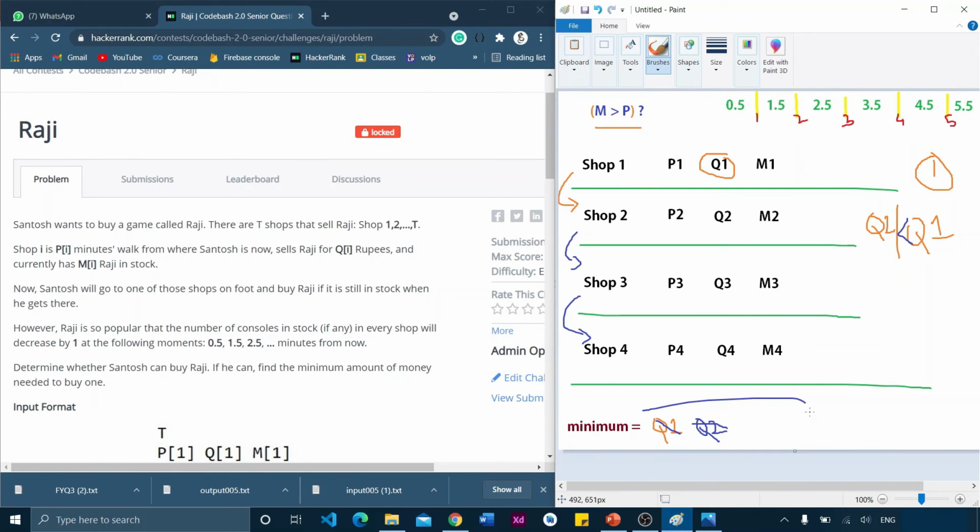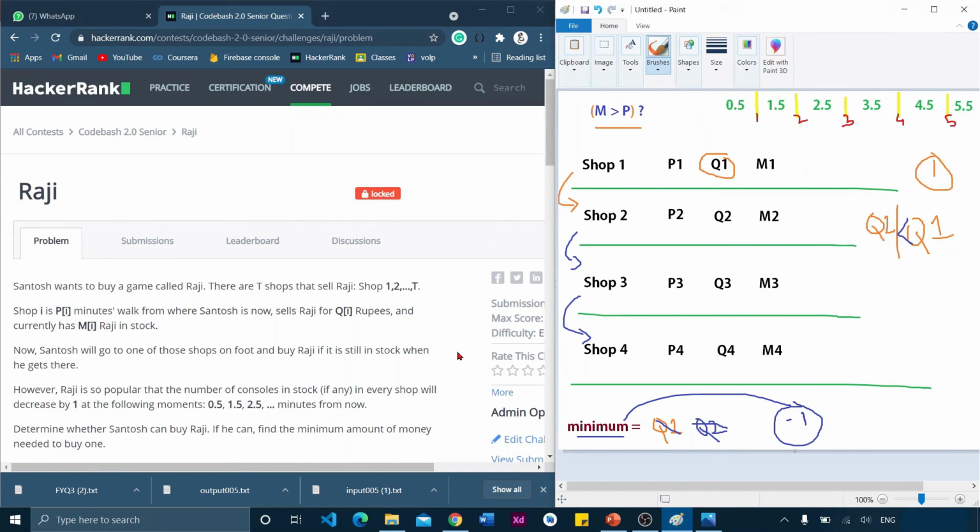Now initially, we'll keep this value as -1, so that if he is not able to buy the game from any of those shops, we can directly print the value of minimum, that is -1. Now let us have a look at the code.